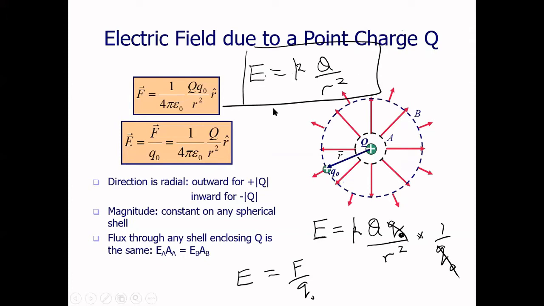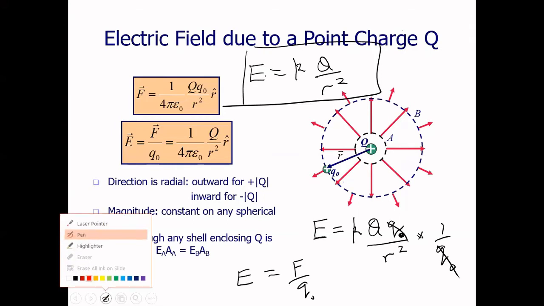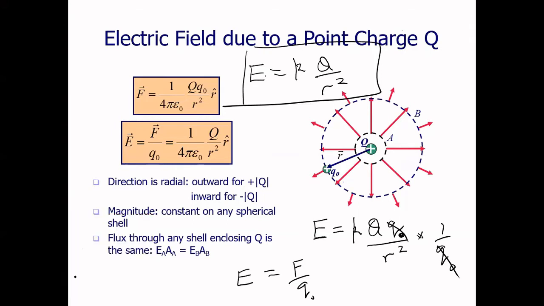Yes, please. Yes, sir. I just want to find out about the constant, the 4 pi. You said it's the same as K. Yes, this constant that is here is just what we call K. It has a constant value, and you can find it in any physics book. Okay, all right.